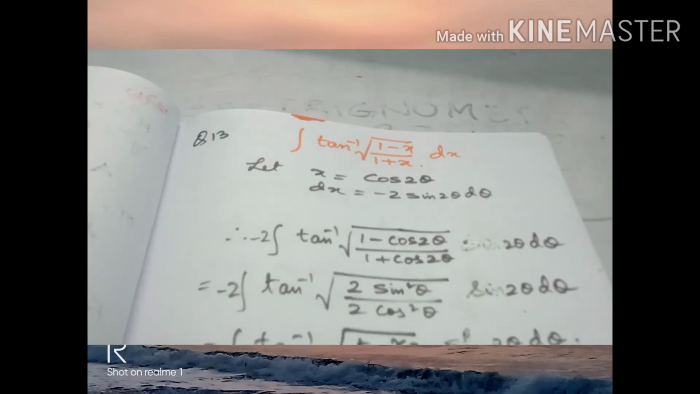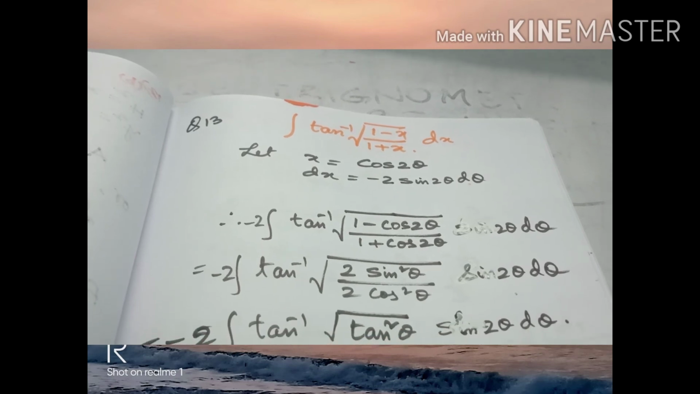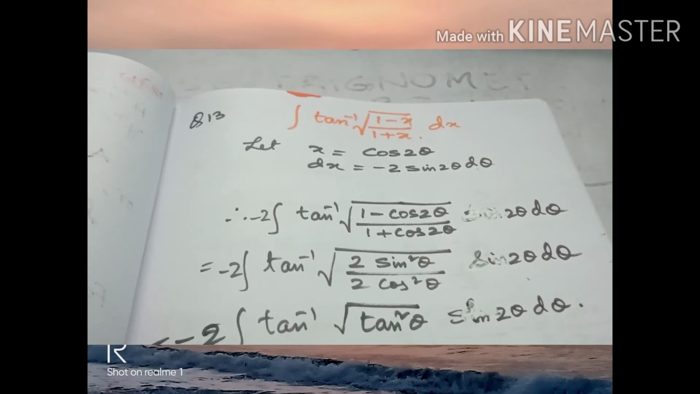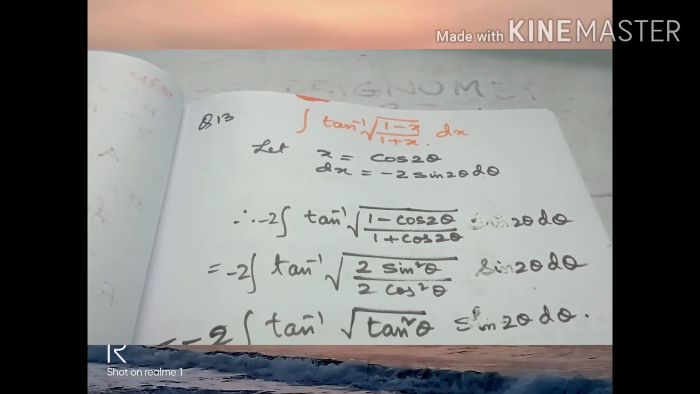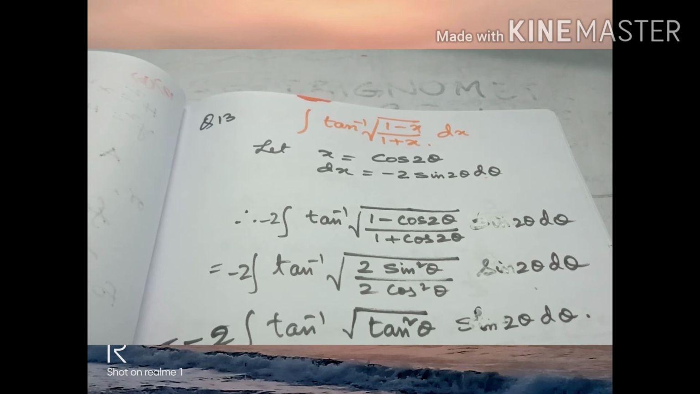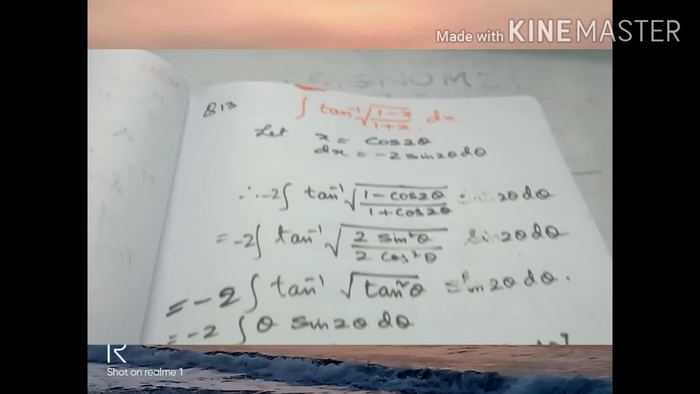Question number 13, integration. We substitute here, easy substitution. It is a very common question of your book. x is equal to cos 2 theta, then dx we get minus 2 sin 2 theta d theta, and placing there.